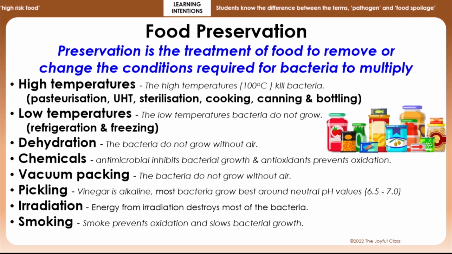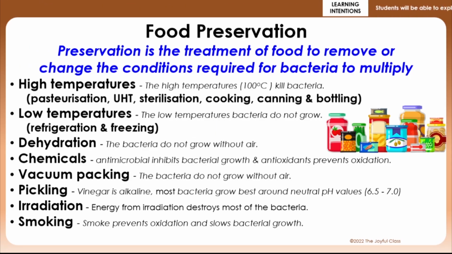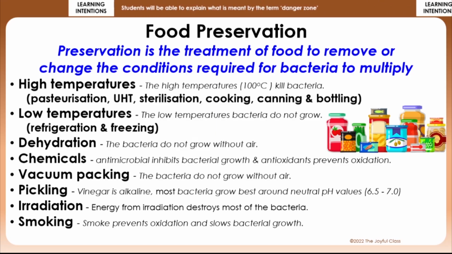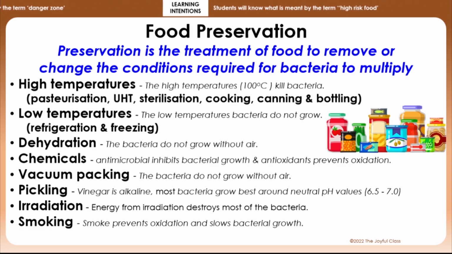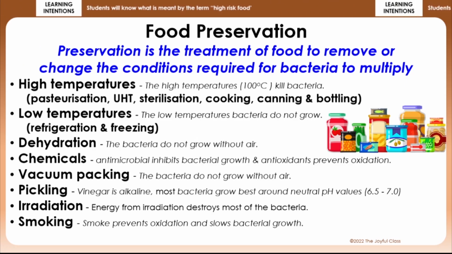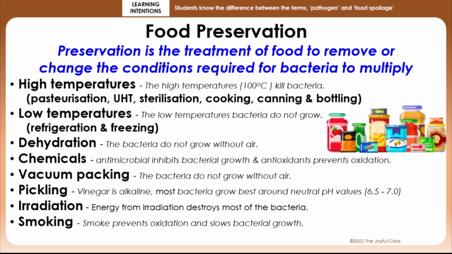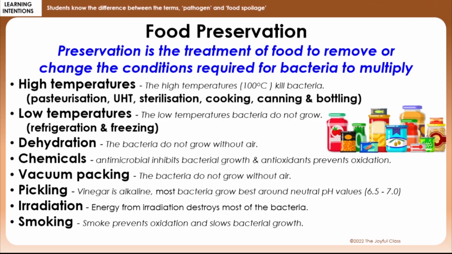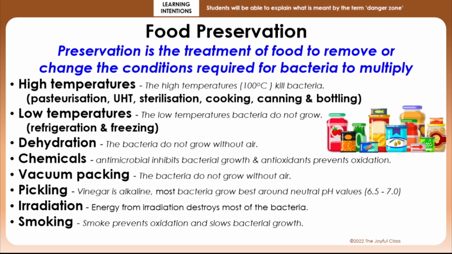Then there's the low temperature method, but it doesn't kill the bacteria, it just prevents them from growing. So things like keeping it in the fridge or in the freezer, refrigeration and freezing. Dehydration is basically the removal of moisture, and bacteria will not grow without it. Chemicals will stop bacteria from growing. Chemicals that are antimicrobial inhibit bacterial growth, and antioxidants prevent oxidization.